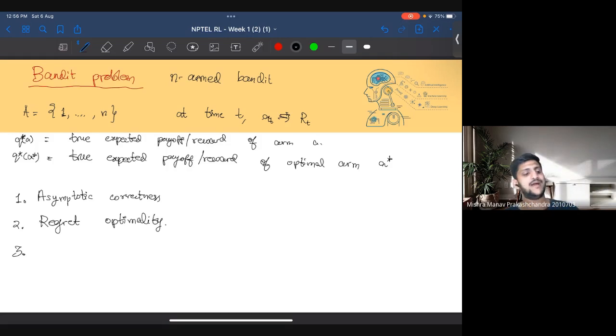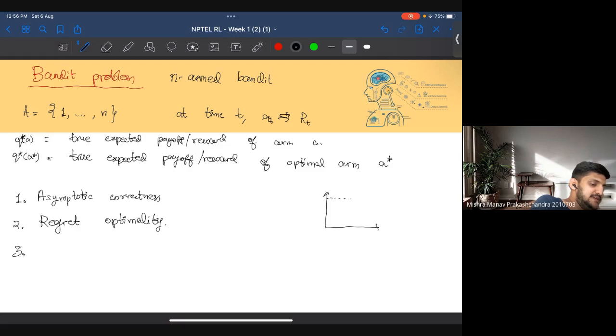So by regret optimality, one would mean that, imagine if you know the true expected reward beforehand, you know the optimal reward that you get on selecting the optimal arm. But since your agent will take some time to arrive at that particular reward scenario, the time which is lost in reaching the optimal arm is known as the zone of regret.